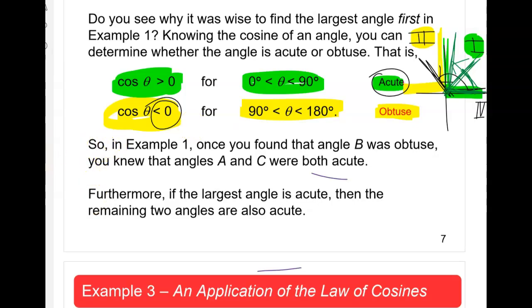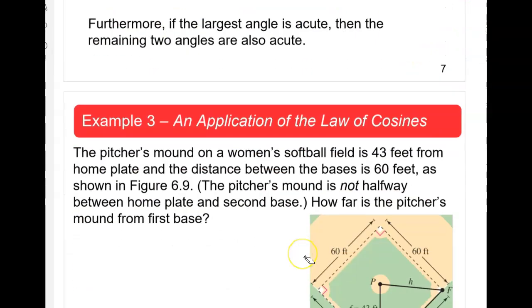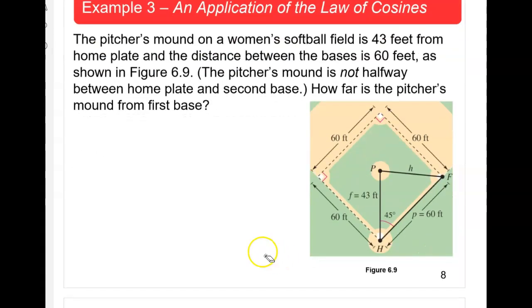Okay, so in example 1, once you found that angle B was obtuse, you knew that angles A and C were both acute. It also helped that we had the drawing of them, but you will not have the drawing at all times. Furthermore, if the largest angle is acute, then the remaining 2 angles are also acute. So if one of the angles is obtuse, the other 2 will be acute. If the first angle you find is acute, the other 2 are acute. So we're going to use the law of cosines to solve this application problem.